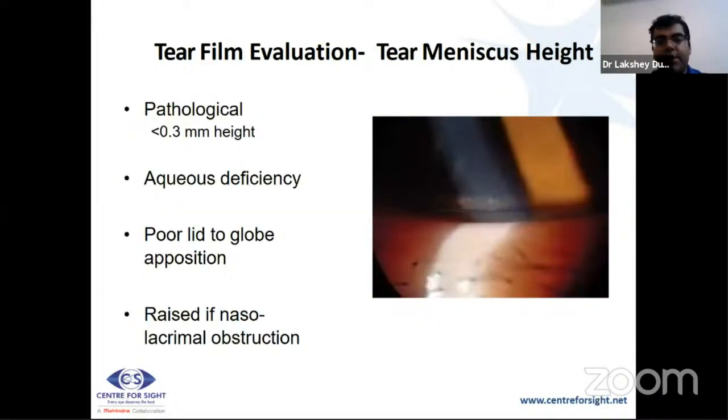Tear meniscus height: you see the meniscus at the bottom and try to measure its height using the slit lamp beam. Normally it is around 0.5 millimeters. If it is less than 0.3 millimeters, it suggests aqueous deficiency. It is raised in cases of nasolacrimal duct obstruction.